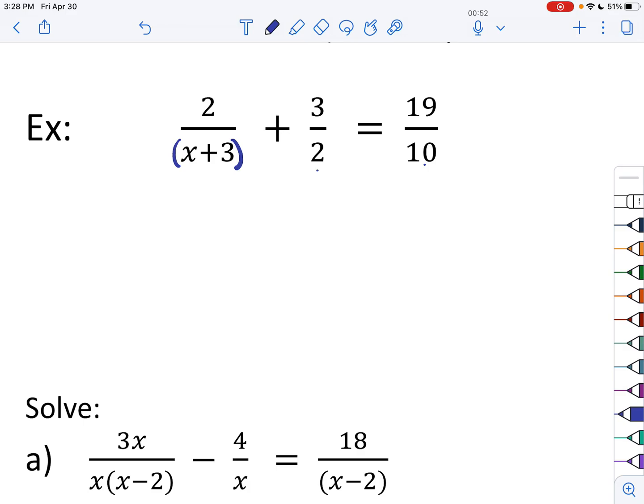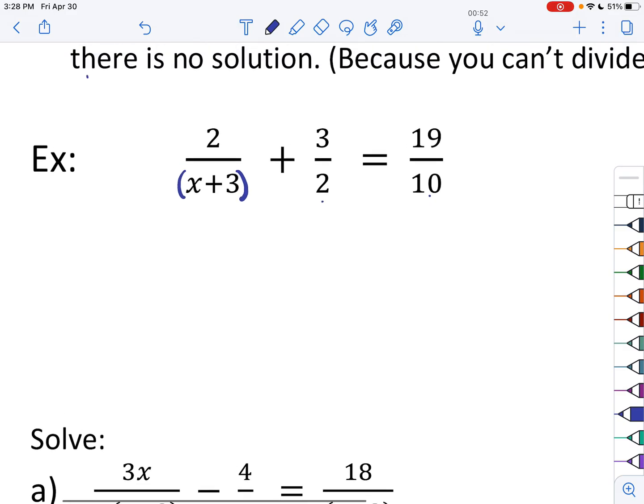But really, it's not that big a deal, because now all we need to do is make sure that in our LCD we have 10 and we have x plus 3. Okay, so our least common denominator is going to be 10 times x plus 3. Now notice I just put that 10 there. But if I do a 10 there, I have to do a 10 here too, right?